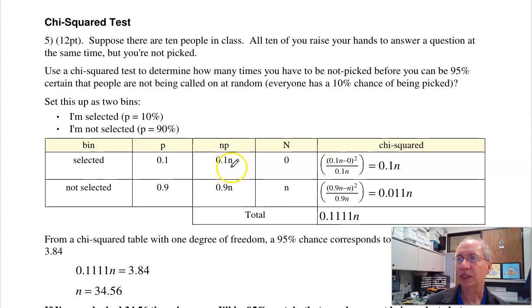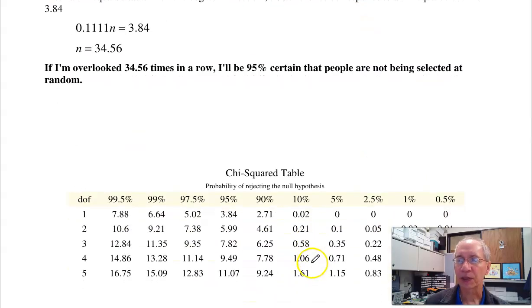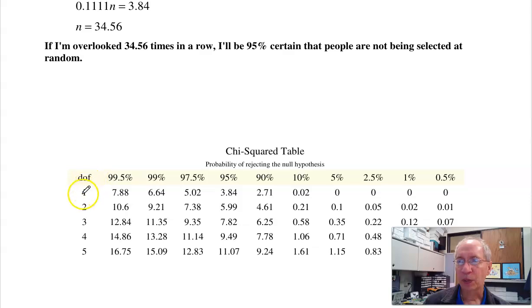Take the difference squared, divide by expected value, 0.1n. Difference squared, divide by expected value, 0.9n. Add them all together. That's my chi-squared score. Going down to a chi-squared table, I have 1 degree of freedom, 2 bins. I want to be 95% certain. If the chi-squared score is 3.84 or more, I can be 95% certain that this is not a uniform distribution, that the way people are called on is not random.